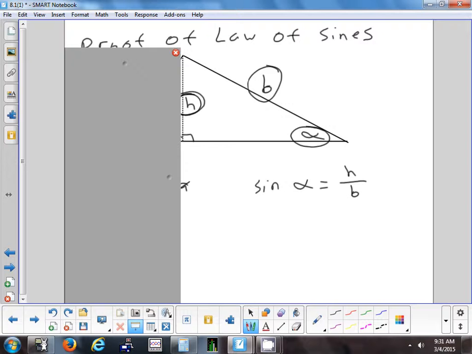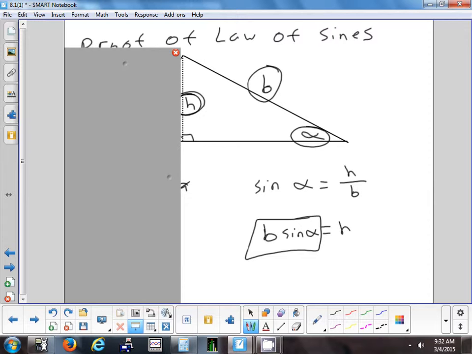Okay, I want to do the same thing I did before. I'm going to solve, and I'm going to get a formula for H. So how about Brandon? When I solved that for H, what would I get? B sine alpha. Yeah. B sine alpha equals H.